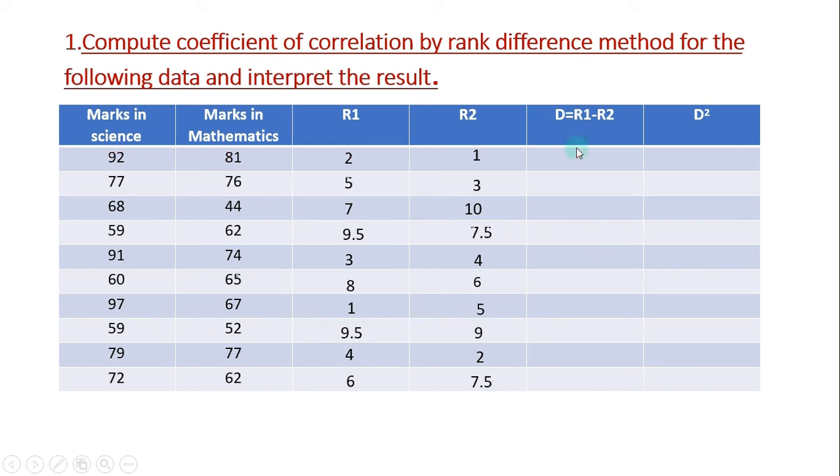Now take the difference between rank 1 and rank 2. We will get 1, 2, minus 3, 2, minus 1, 2, minus 4, 0, 0.5, 2, minus 1.5.